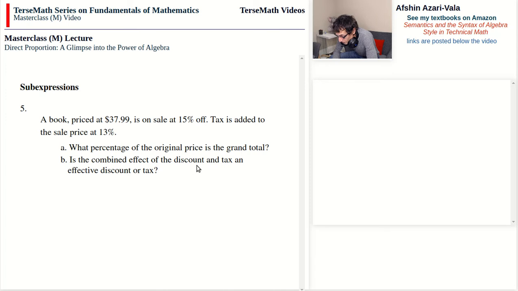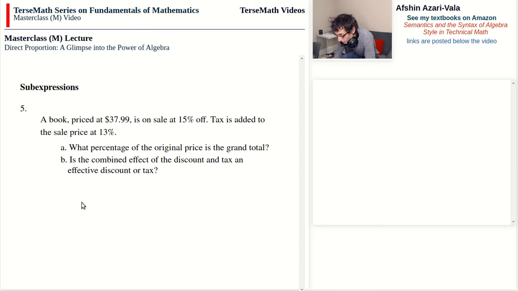So when you have discount followed by tax, with discount you pay less, and then when tax gets added you pay more. And the question is, in the end, when we take into account the effect of both the discount and the tax, will you end up paying a little less than the price, which would be similar to an effective discount kind of problem? Or will you end up paying a little bit more than the price, which would be more similar to a tax problem? So let's see how we can go about solving these problems.